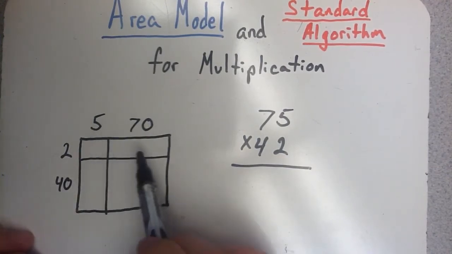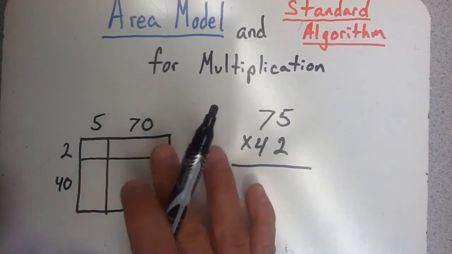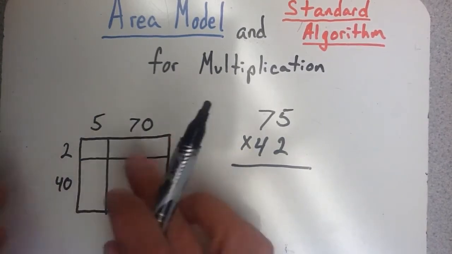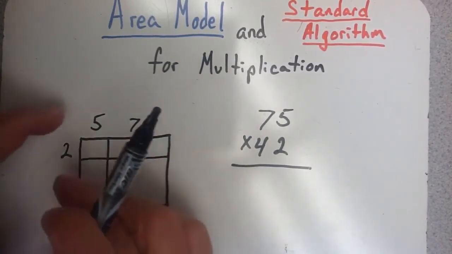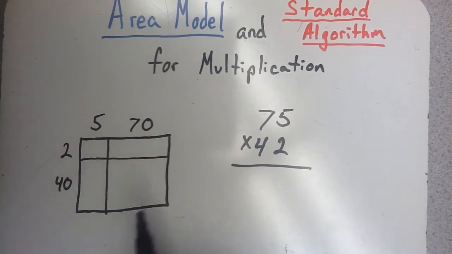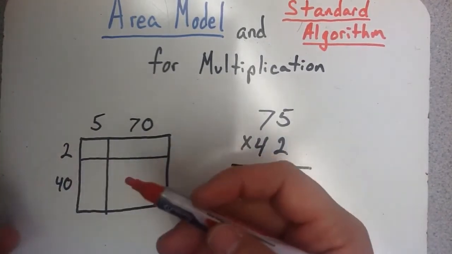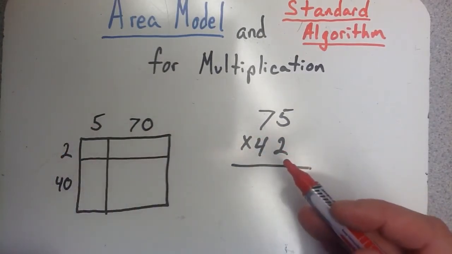Now the boxes are proportional to the number. They don't need to be exact, they just need to be relative. The 5 should be smaller than the 70, and the 2 should be smaller than the 40. I'm going to switch colors to make it a little easier to see. So now let's work it out in the area model, and then we'll connect it to the algorithm.